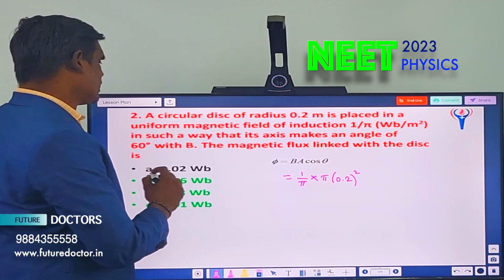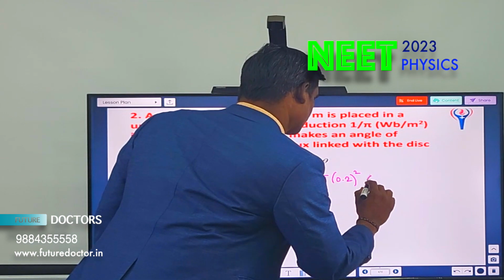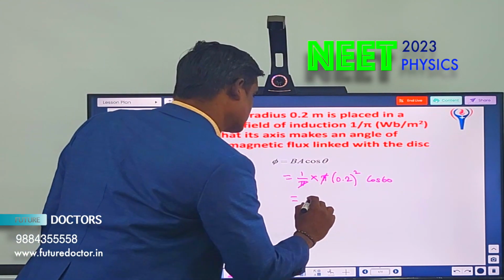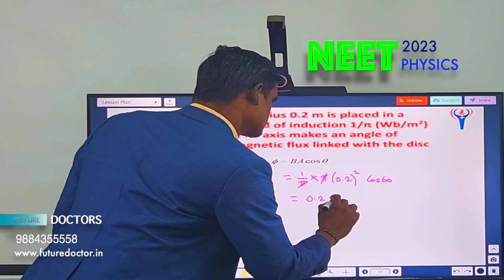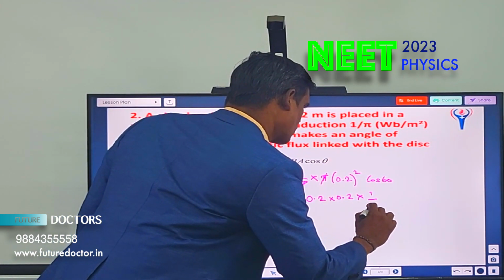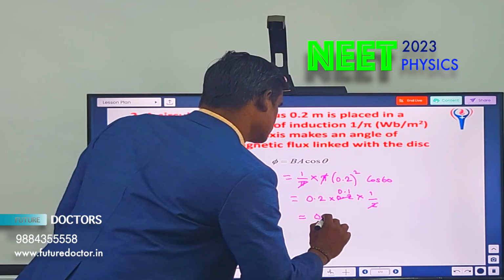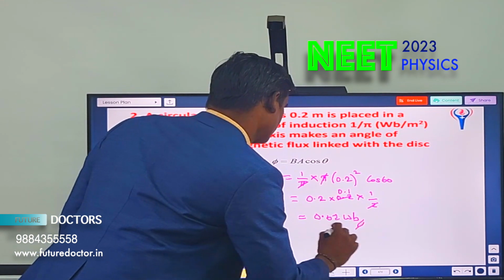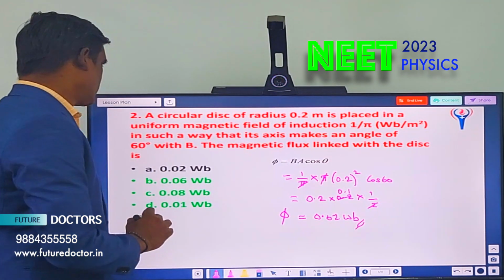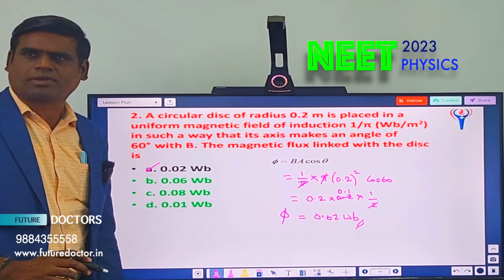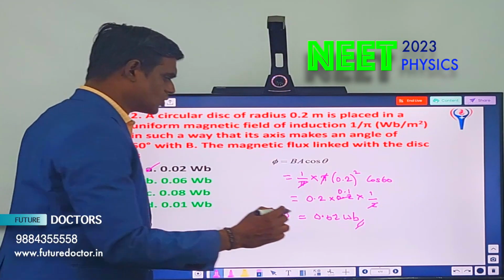Cos theta, theta is 60 degree, cos 60 equal to 1 by 2. Pi getting cancelled, 0.2 into 0.2 into cos 60 is 1 by 2. This getting cancelled, 0.1. So 0.02, unit is Weber. That is phi equal to 0.02 Weber. Option A is the correct answer. Let's move to question number 3.